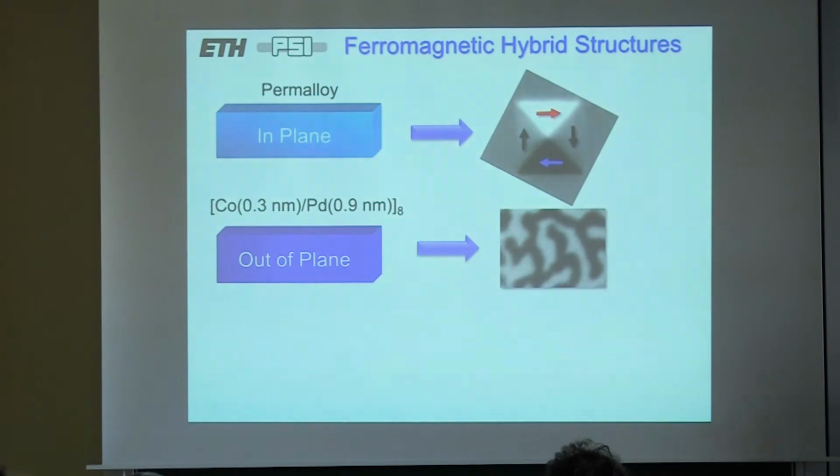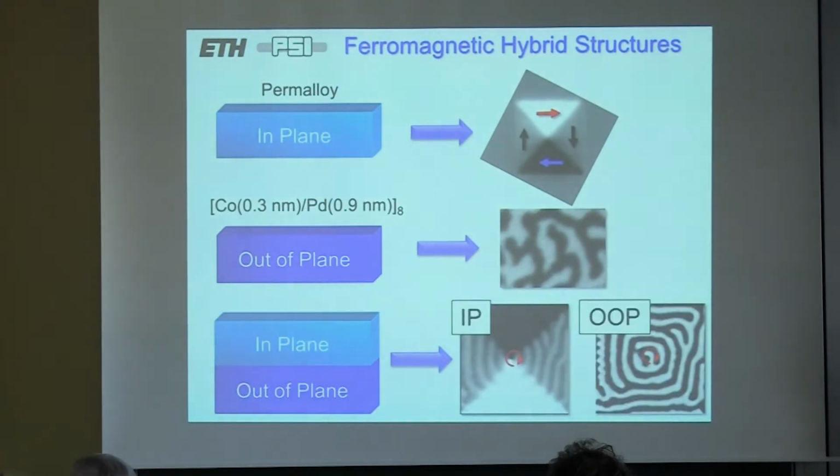And I can combine this in a hybrid system with a layer with an out-of-plane magnetization. So these are worm-like or stripe-like domains. And if I then look at the domain structure in the in-plane layer, I see an imprint of the stripe domain pattern in the in-plane layer. And if I look at the worm domains in the out-of-plane layer, then I find that they are actually constricted so that they run parallel to the borders and curl at the position of the domain walls.